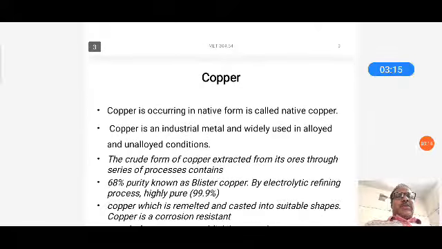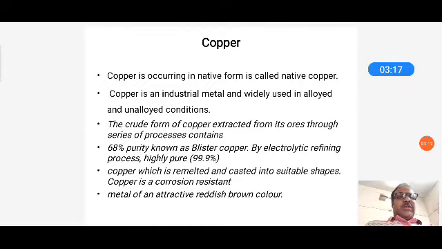Apart from that, among all the non-ferrous metals, copper is the most useful in different applications. These alloys are used in different uses. So that is why, from non-ferrous metals, we first learn copper and its alloy systems.